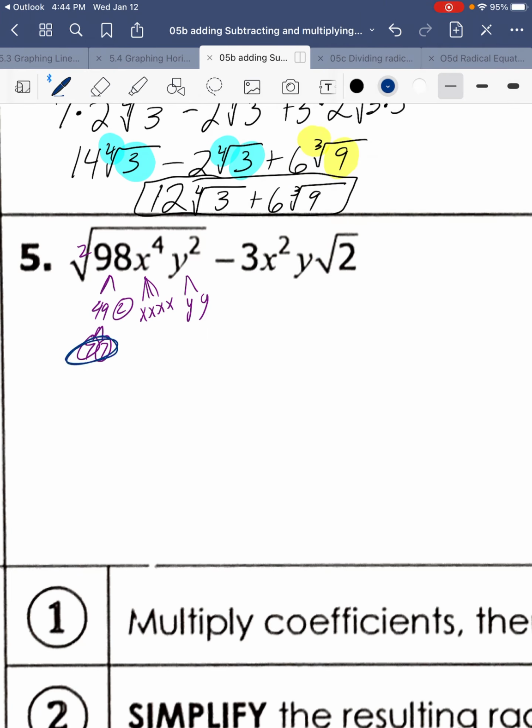Pair of 7s, so that's going to come out as a 7. The x's, there's 2 pairs, so each one's going to come out as an x, so x times x. And the y's, each pair is going to come out as a y. And is there anything left over that didn't get paired up? Yep, that 2 here. So that's going to stand underneath the square root. The subtraction is going to come down. We have square root of 2.